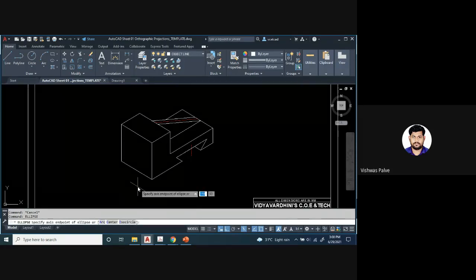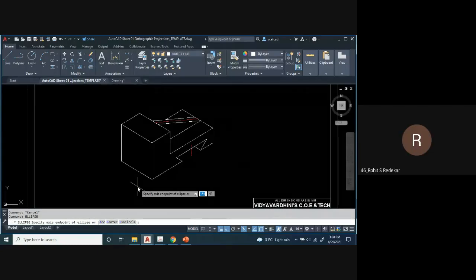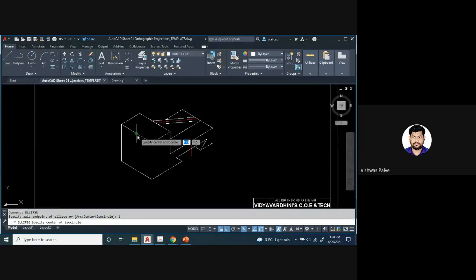What is the next step? I, enter, then specify the center point. Now what is happening? See, it is not drawn on the top plane, right? So what will change the plane? Yes, change the plane, F5. Now specify the radius. How much is the radius? Can anyone tell me the radius?